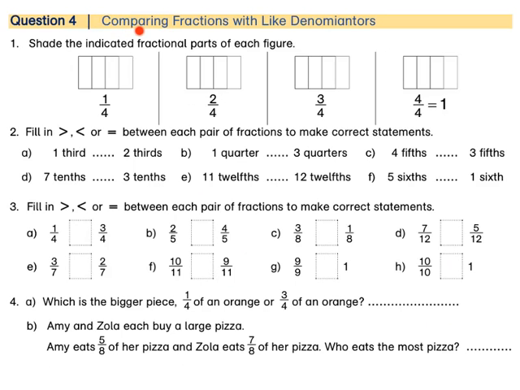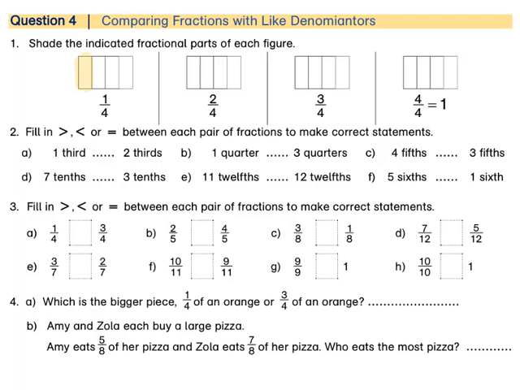Question 4. Comparing fractions with like denominators. Number 1. Shade the indicated fractional parts of each figure. So, we are working with quarters. In our first figure, we have 1 out of the 4 equal parts which have been shaded, so I must just shade the first part.